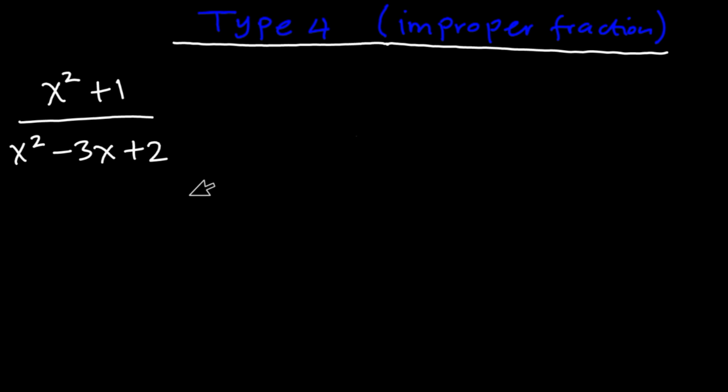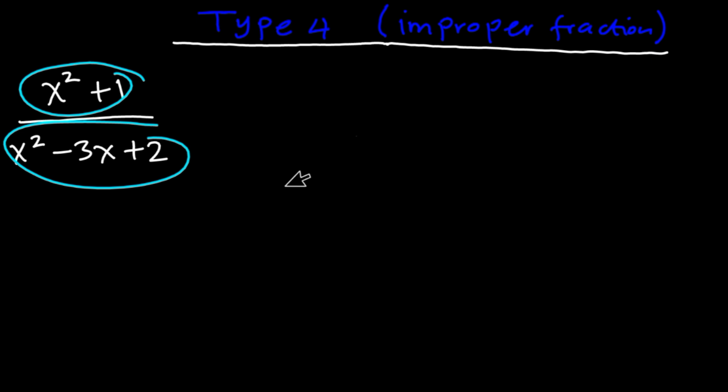Now here we are in type 4. For this particular type, you notice that the degree of the numerator is equal to the degree of the denominator. One key thing you need to pay attention to is that if the degree of the numerator is greater than or equal to the degree of the denominator, then that fraction is an improper fraction. To resolve this into partial fractions, we first have to divide the numerator by the denominator to obtain a quotient and a proper fraction.